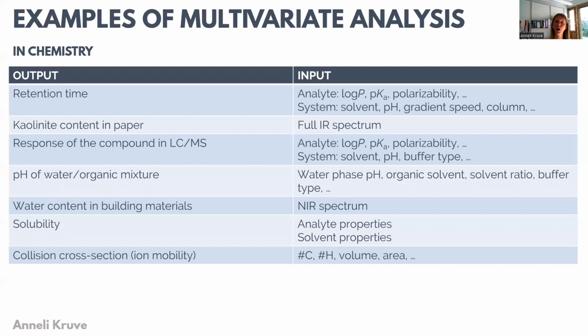Or when we want to estimate the water content in building materials. So water content in building materials is regulated. It should not be too high to have a good quality, but how to measure that? One possibility is to use near IR spectra. And similarly to IR spectra in the kaolinite case, water signals in the near IR spectrum are also very complicated, and there are many overlaps with the peaks from building materials themselves. So it's a complicated task, with multiple wavelengths that need to be taken into account.